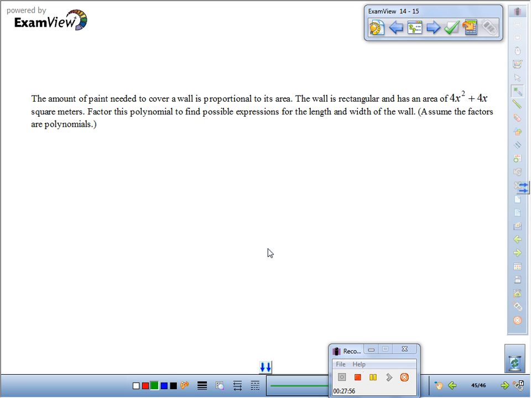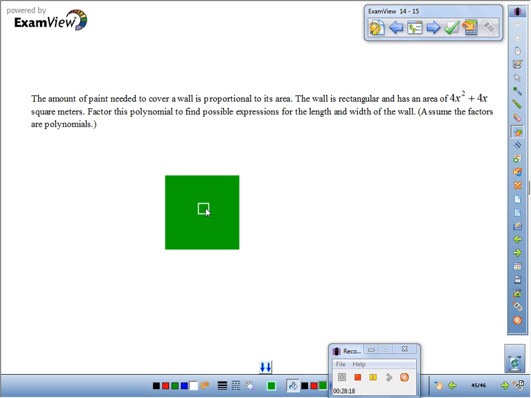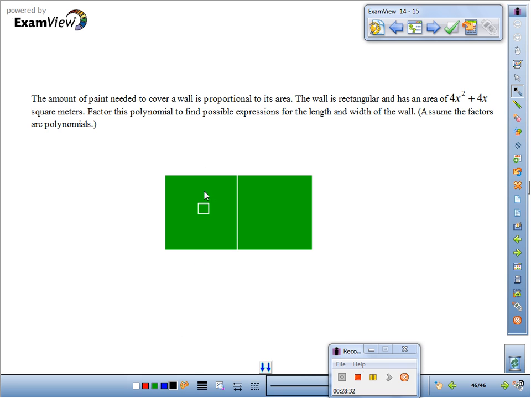It says, the amount of paint to cover a wall is proportional to its area. And the wall is rectangular, has an area of 4x squared plus 4x. So pretty much for these, I'll get it started. You need to draw a wall. There it is. And it's a rectangle. You guys see it? All right. And then it says the area is how much? 4x squared plus 4x. And they want us to find the dimensions for the length and the width.